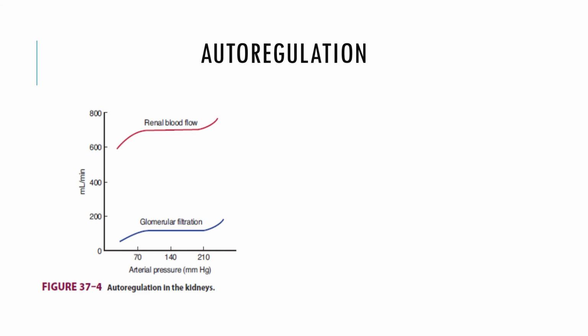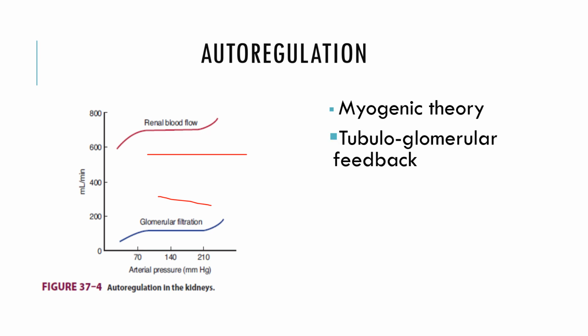Now come to the third factor, other than the neural and hormonal factors: autoregulation. When the kidney is perfused at moderate pressures, between 90 and 220 mm of mercury, the renal vascular resistance varies with the pressure so that renal blood flow is relatively constant, and GFR is also constant. We can explain this autoregulation via two theories: one is the myogenic theory, another is the tubuloglomerular feedback.